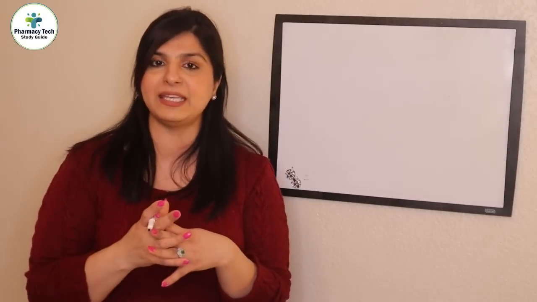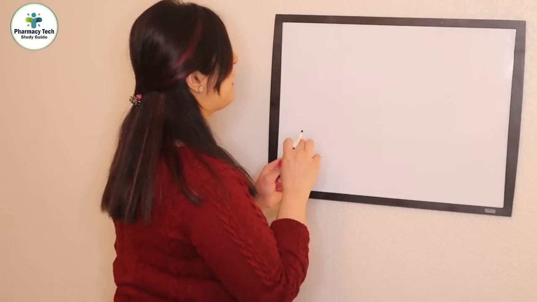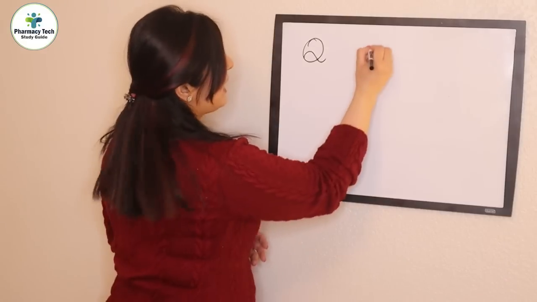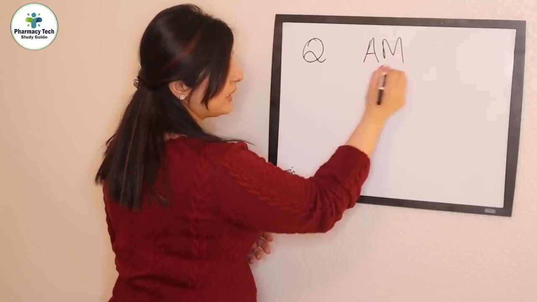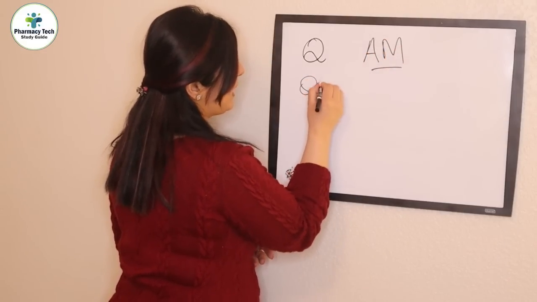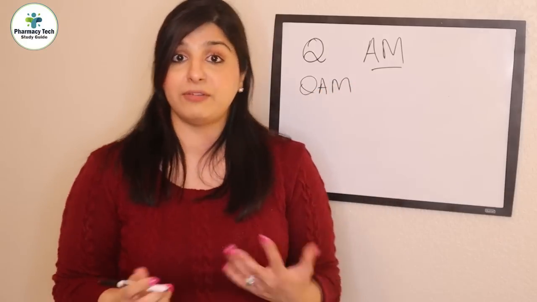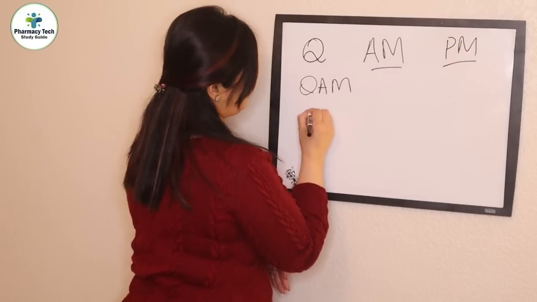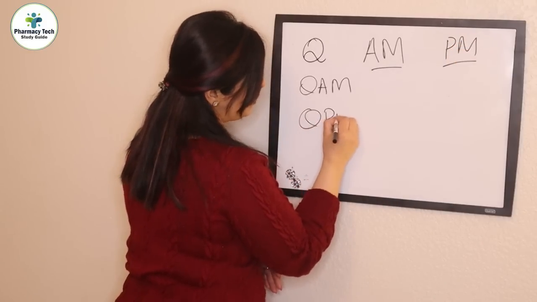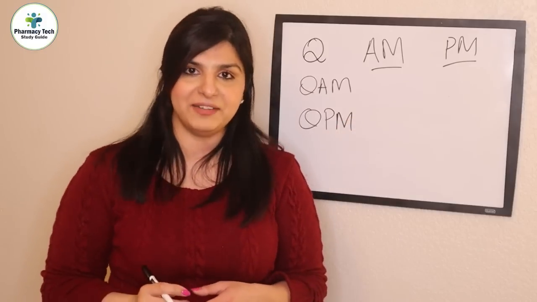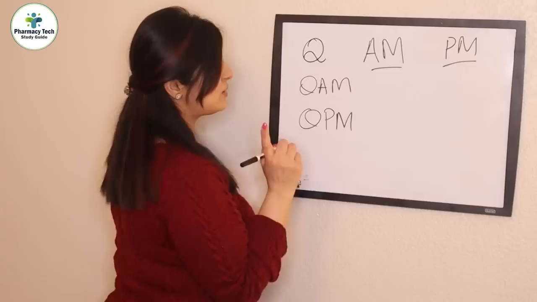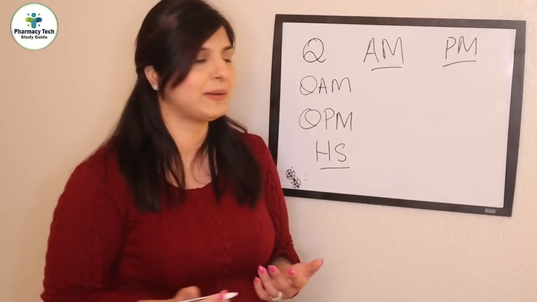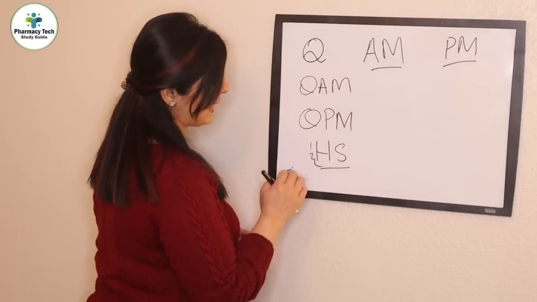Now the next up is still within the family of Q, which means every. We know AM means morning, right? So Q AM would be every morning. Similarly, PM, we all know, means evening. So if a prescription says Q PM, that means every evening, right? And then just remember HS means night. So this is the abbreviation for night.